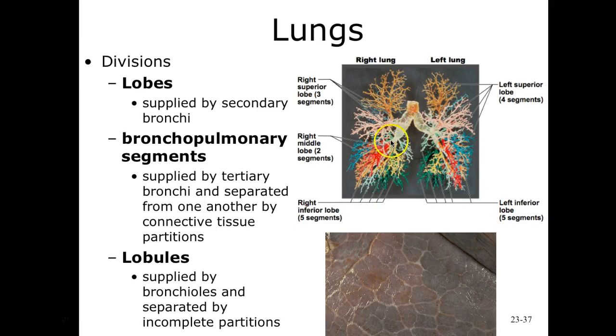The tertiary bronchi are going to go and supply those bronchopulmonary segments. So I like this picture because it shows those tertiary branches going to supply each of the different bronchopulmonary segments, which are colored the different colors that you see here. You will not be responsible for knowing the names of all the different bronchopulmonary segments. Our lungs also have lobules, and these are supplied by our bronchioles and are separated by incomplete partitions. So you can kind of see them in the white in this image here.